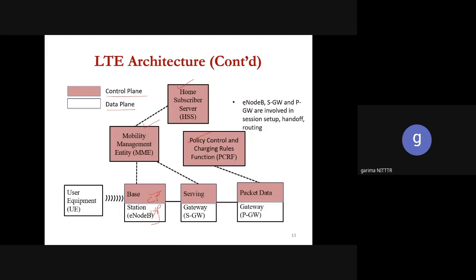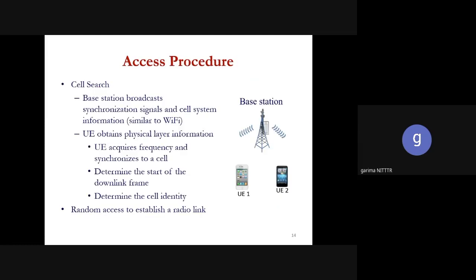So this e-node B, serving gateway, and packet gateway, these three entities, are involved in your session setup. Whenever you send a request, they are involved in giving you a session setup. They are involved for handoff. They are involved for routing of your call. So one of the major things done by each and every mobile phone, whichever generation you use, is called the access procedure, which is called cell search.